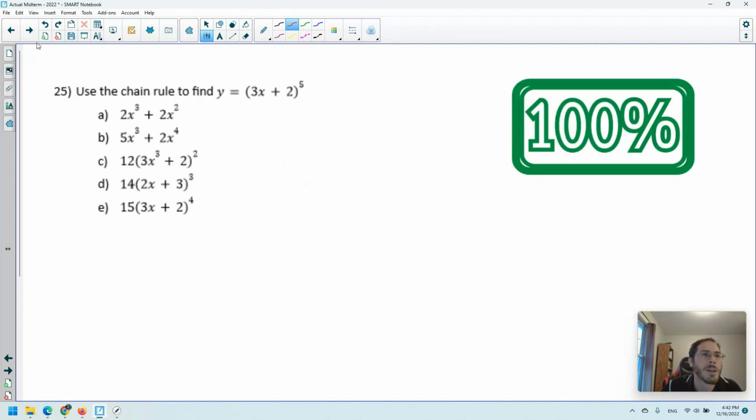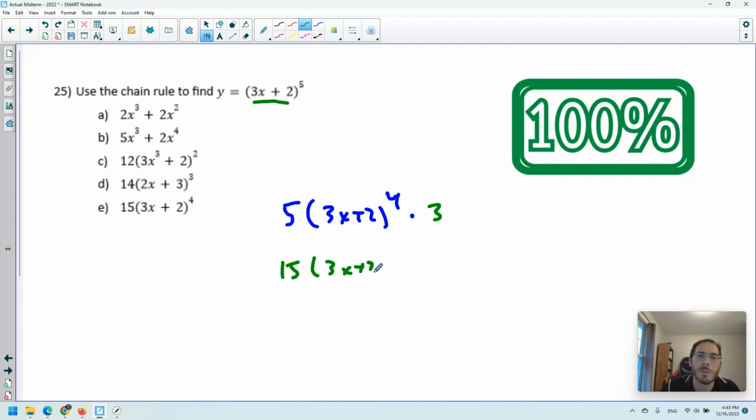So there we go. 25, everyone got this one right, which is kind of cool because the chain rule is kind of tough. So it says use the chain rule. With the chain rule, we could also do the general power rule. 5, 3x plus 2 to the 4th times the derivative of the inside. Derivative of the inside is 3. So that's going to be 15, 3x plus 2 to the 4th. That's going to be E.